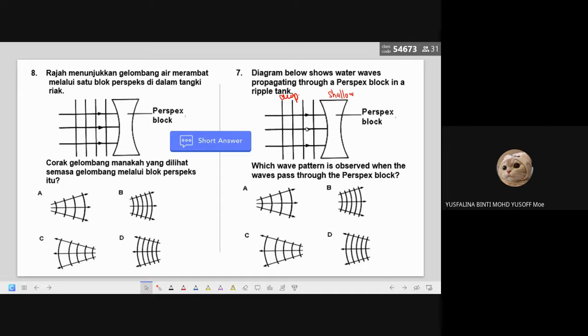I already told you, when you put the blocks on the ripple tank, the part where you put the perspex block will become shallow. So that means the wavelength will become shorter. So the answer should be B, because this part is a shallow part, so the wavelength should be closer compared to the deep part. The shape of the wavelength is correct, it will follow the shape of the concave here. So the answer should be B.